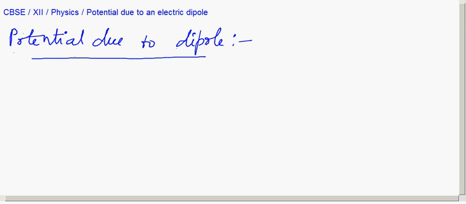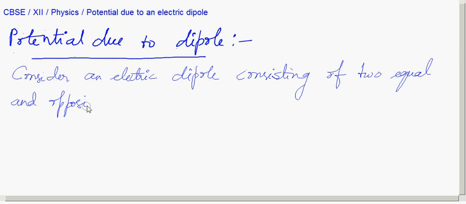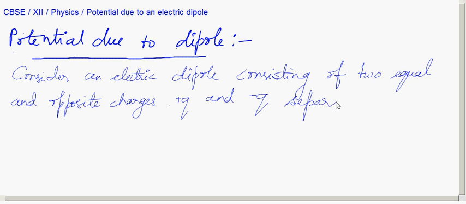So consider a dipole. Consider an electric dipole consisting of two equal and opposite charges, say plus q and minus q, separated by a small distance 2a.